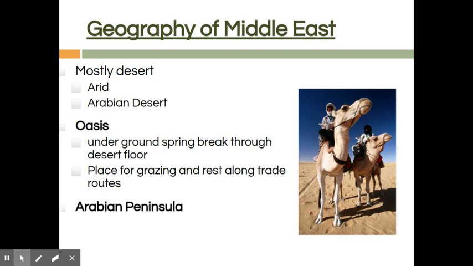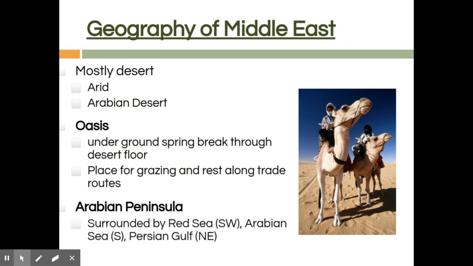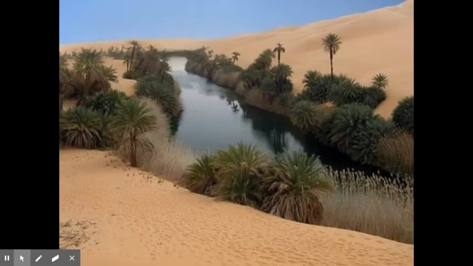So again, these oases become a rest area for not only the animals, but for those involved in the trade routes. As I mentioned, we were talking about the Arabian Peninsula. This is to the east of Egypt. The Red Sea separates it from Egypt to the south or southwest. You have the Arabian Sea directly to the south, and then the Persian Gulf to the north or northwest of that peninsula. Again, a peninsula has water on three sides. Please keep away from saying it's surrounded by water on three sides, because if it's surrounded by water, it's not a peninsula, it's an island.